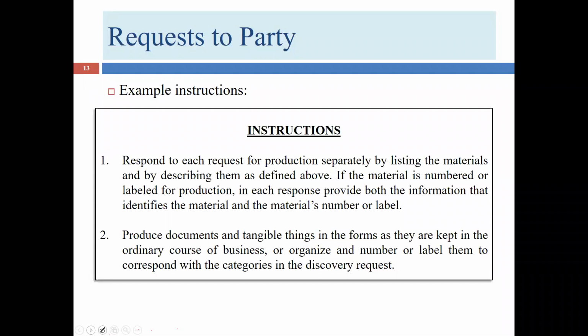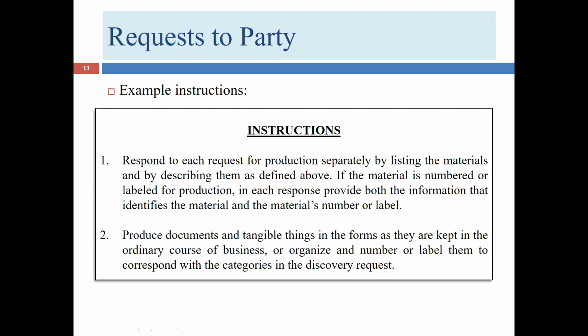Again, we've talked about instructions in the past. You want to have instructions that are specific, but that are going to result in you getting as much data as possible. Here are some examples you might want to use. Respond to each request for production separately by listing the materials and by describing them as defined above. Okay, so we have our definitions before this in this particular wording. If the material is numbered or labeled for production, in each response provide both the information that identifies the material and the material's number or label. We'll talk about Bates stamping in a little bit.